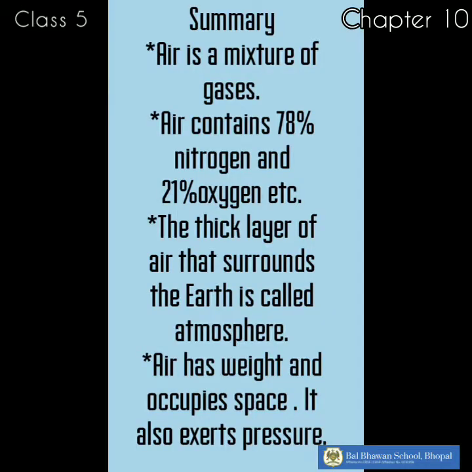Let's summarize. Today we have studied air is a mixture of gases. Air contains 78% of nitrogen and 21% of oxygen. The thick layer of air that surrounds the earth is called atmosphere. And properties of air: air has weight, air occupies space, and it exerts pressure.